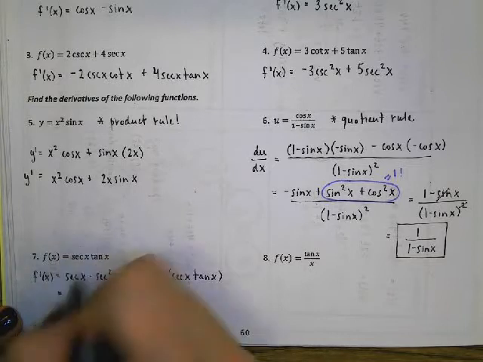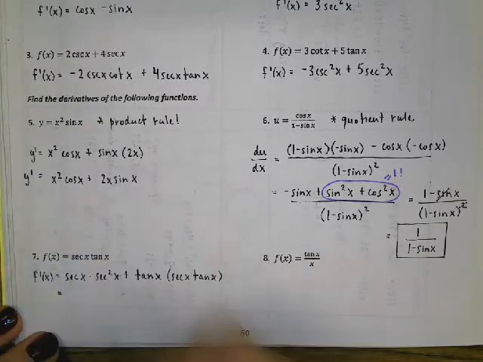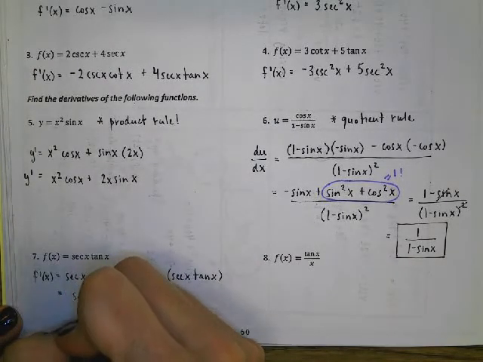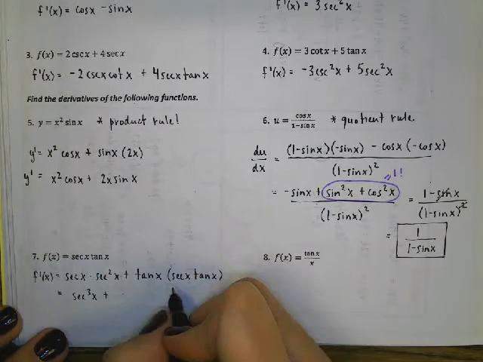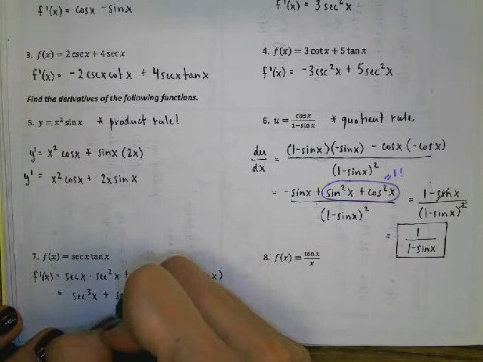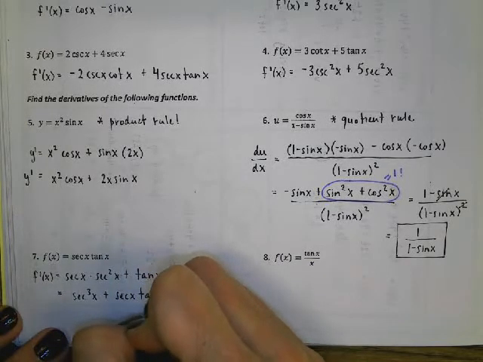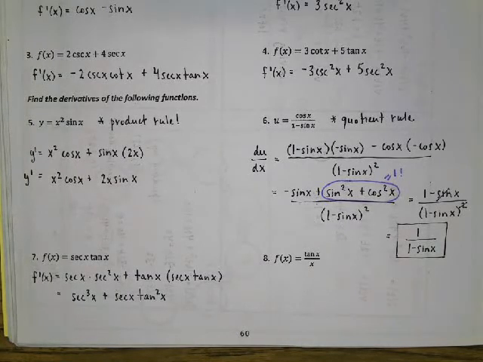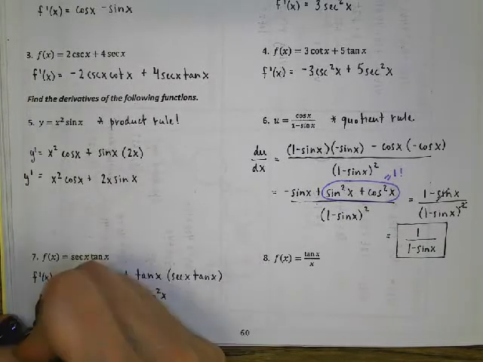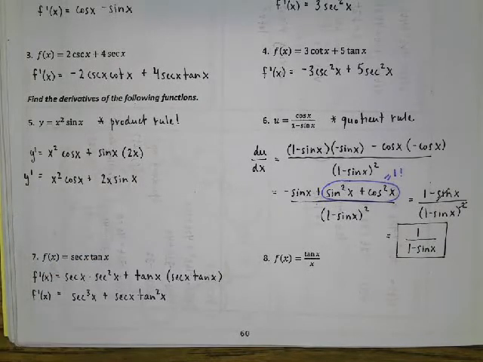And so now I'm just going to do some simplification. If I have secant of x times secant squared of x, I've got secant cubed of x. And then over here, I'm going to have secant of x times tangent squared of x. And for our purposes, we're just going to leave this here. We could factor out a secant of x out of each term, but I'm not concerned about that at this point. As long as we can get to here, that's what we need to be able to do right now.